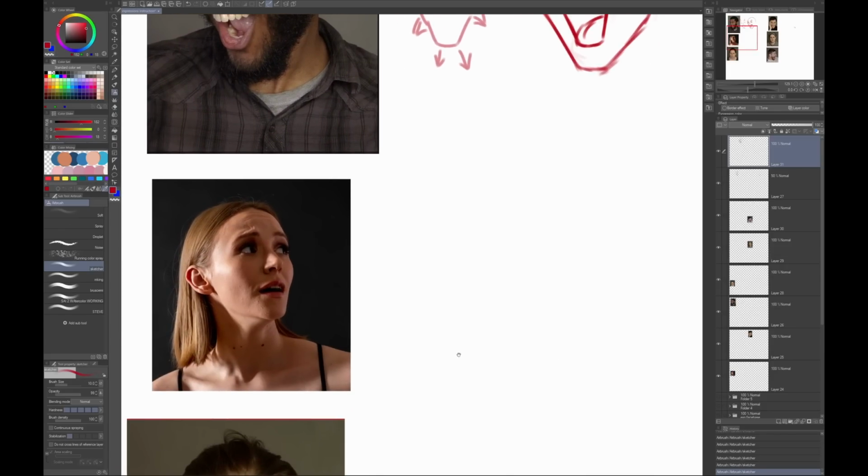Now, let's do that again with this woman here. We can see that her eyes are coming up in the middle and going down on the outside edges. And her eyes are being pulled open wide. And then her mouth is being opened by being pulled down diagonally from the bottom corners.